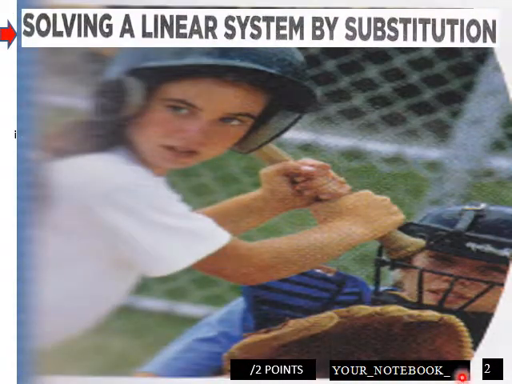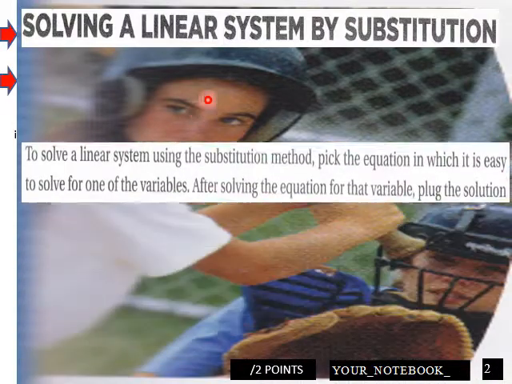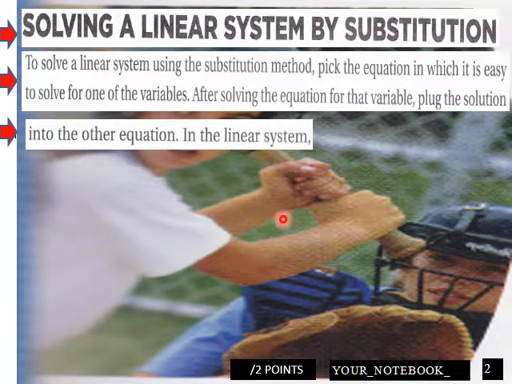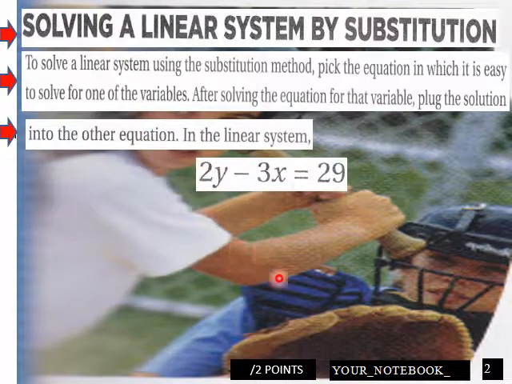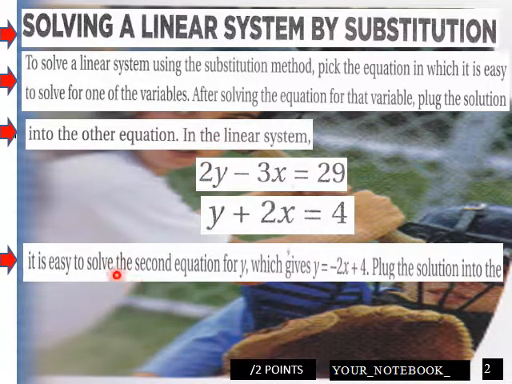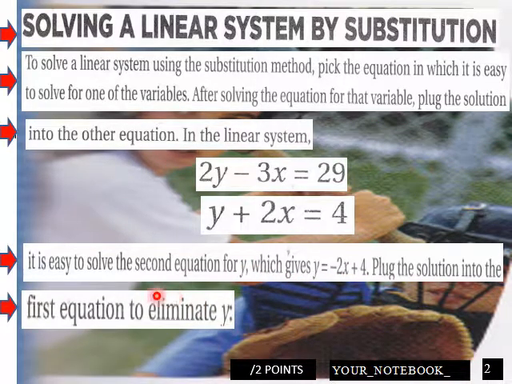Another notebook entry, page 2. Solving a linear system by substitution. To solve a linear system using the substitution method, pick the equation which is easier to solve, and then after solving the equation for that variable, plug that solution into the other equation in the linear system. Here's the example. It is easy to solve the second equation for y, which gives y equals negative 2x plus 4. Plug that solution into the first equation to eliminate y.